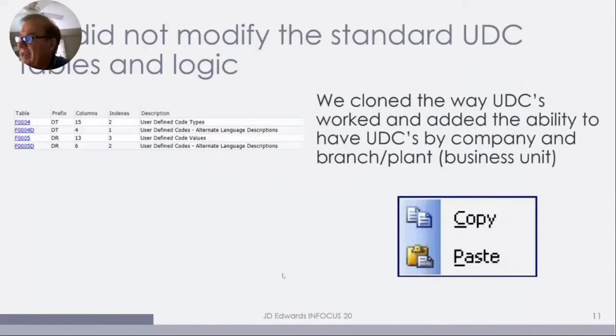So we developed a separate code table, which would allow us to cherry pick those user-defined codes, whether they be standard or the custom system codes in system 55 through system 59, and load them into the table. So you just had it in certain places of the system that it was by company and branch plant, but we didn't touch these 4 tables, the F0004 and the 4D and the 5 and the 5D. No, we did not.